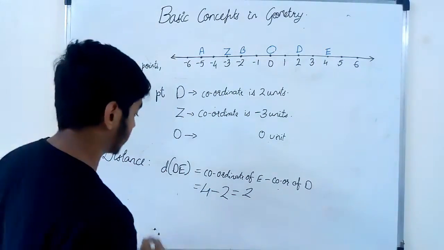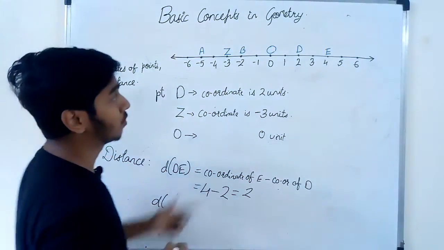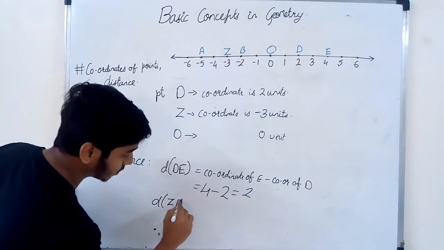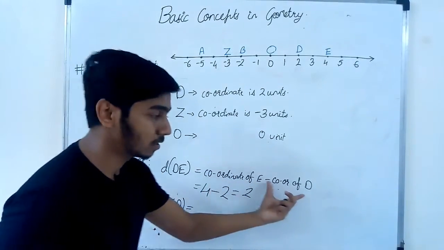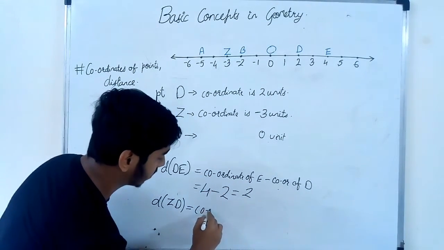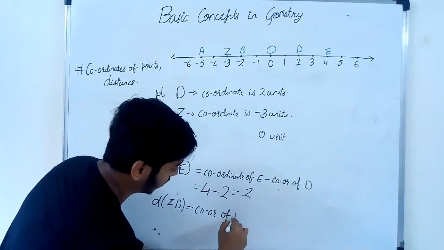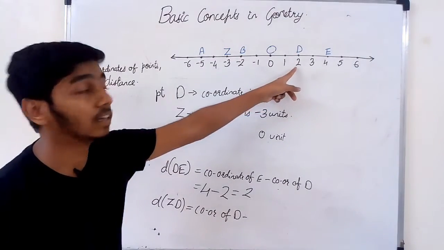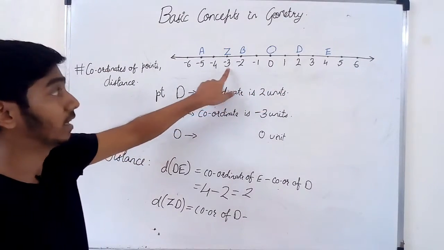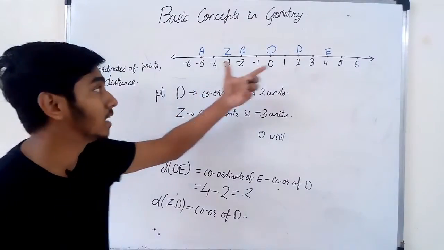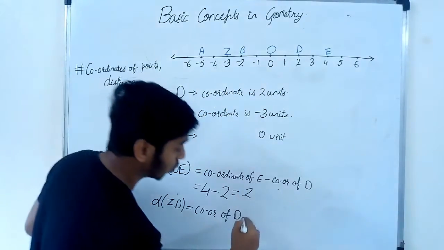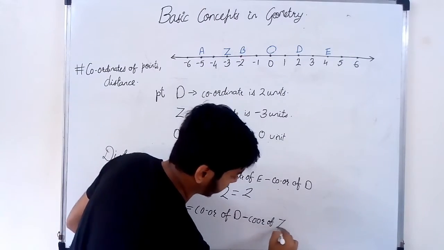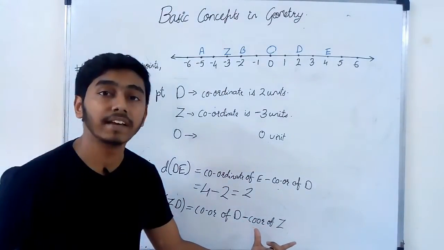Let's take one more example. Now let's say we want to find the distance between Z and D. To find the distance between Z and D, again you write the coordinate of D. Why are we writing D first? Because D's coordinate is greater than the coordinate of Z, correct? As you can see from this number line itself. So we can say coordinate of D minus coordinate of Z.